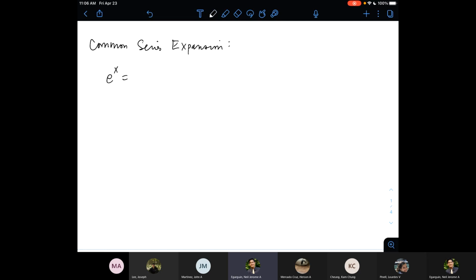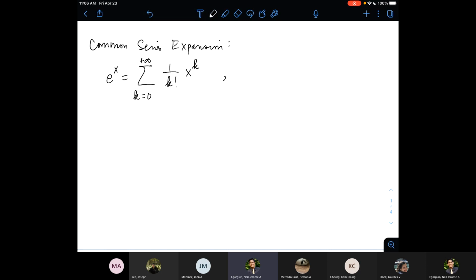e to the power x is the sum of 1 over k factorial x to the power k, k going from 0 to infinity. And here, since the center of expansion is 0, you don't see an x minus a because a is equal to 0. You say that this is the Maclaurin series expansion for e to the power x, or it's the Taylor series expansion of e to the x around x equals 0, right? What else?